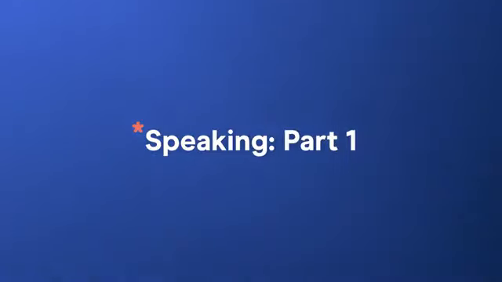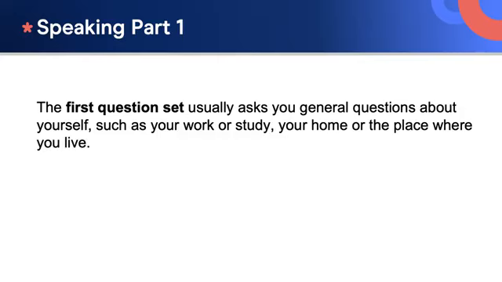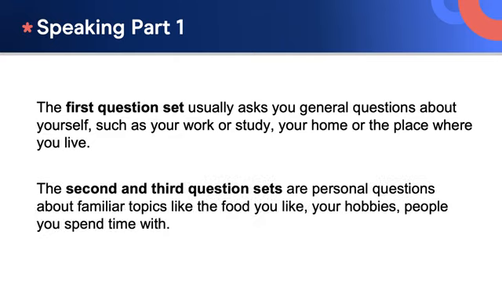All right, now we're up to IELTS speaking, starting with Part 1. In Part 1, the examiner will begin by introducing themselves, then asking you to state your name and show your identification. Then they'll ask you 3 sets of questions about familiar topics. The first set usually asks you general questions about yourself, such as your work or study, your home, or the place where you live. The second and third sets are personal questions about familiar topics, like the food you like, your hobbies, people you spend time with, and so on.